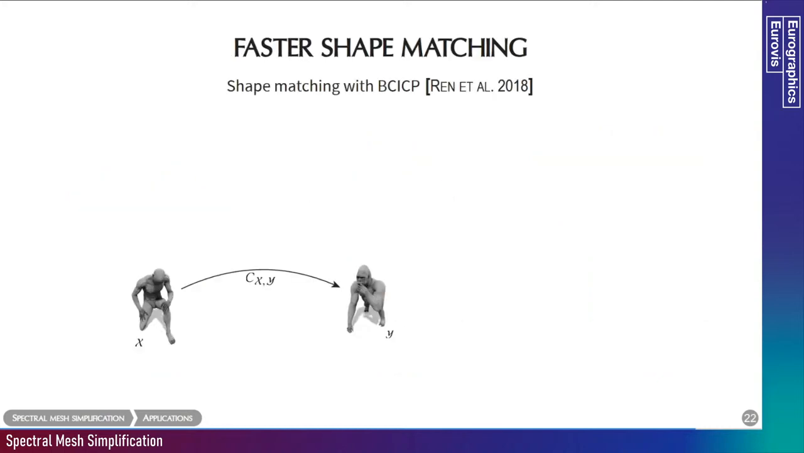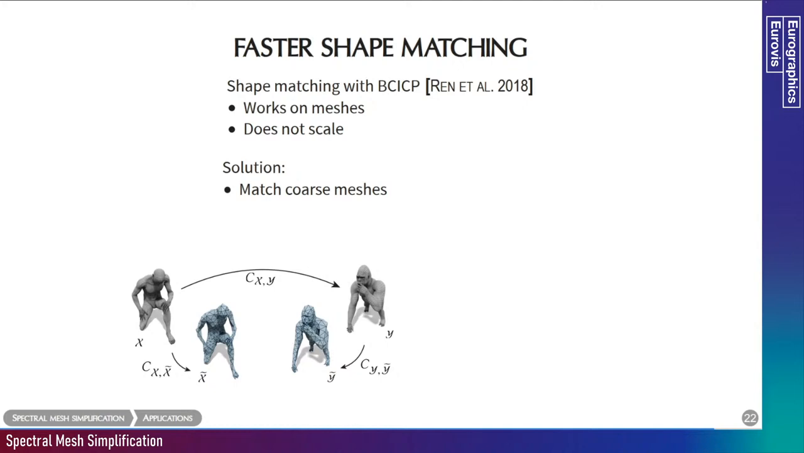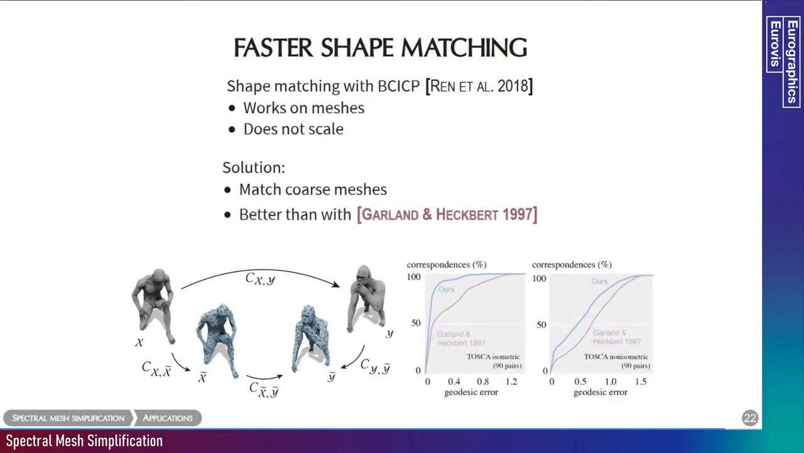Another application is to enable faster shape matching on meshes with BCICP, by Ren and colleagues in 2018. This method yields a functional map between two meshes, but performance-wise, it does not scale to large meshes. The solution is to simplify the meshes, usually with the quadric simplification of Garland and Heckbert, and then match the coarse meshes before solving for the functional map between the detailed meshes. When simplifying with our method, we obtain better correspondences, as shown by these cumulative histograms of correspondences as a function of geodesic error.